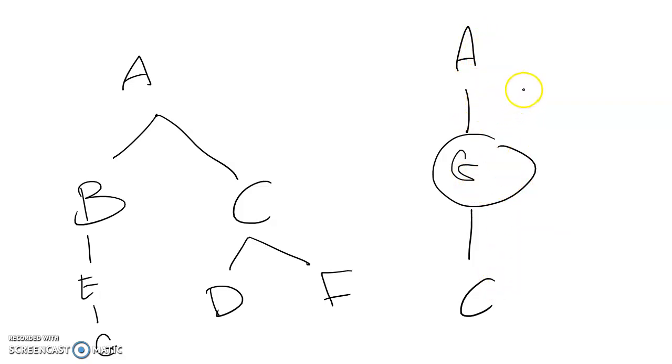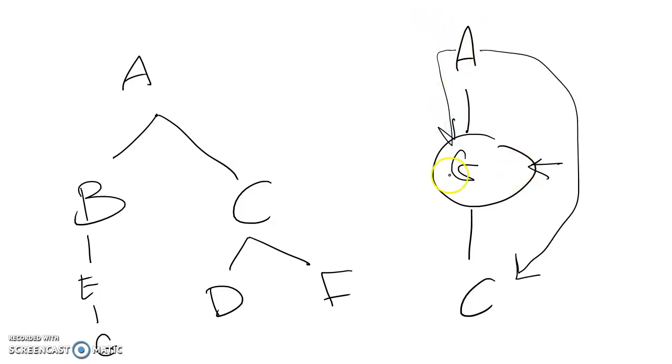A exhaustively dominates all nodes that come under it. But if I want to say A dominates C, I have to say that it dominates C, but not immediately. Why? Because there is an intervening node here. I can say that A dominates G immediately, G dominates C immediately, but A does not dominate C immediately because there is something intervening.